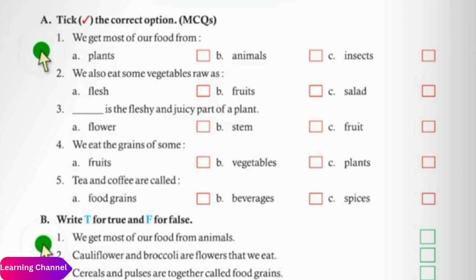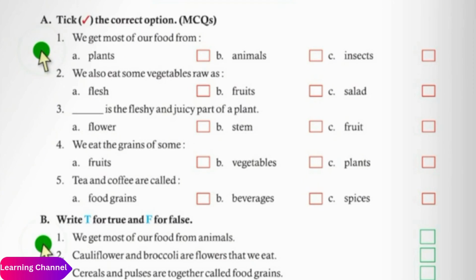Let's choose the correct option. 1. We get most of our food from A. Plants, B. Animals, C. Insects. The answer is A. Plants. We get most of our food from plants.